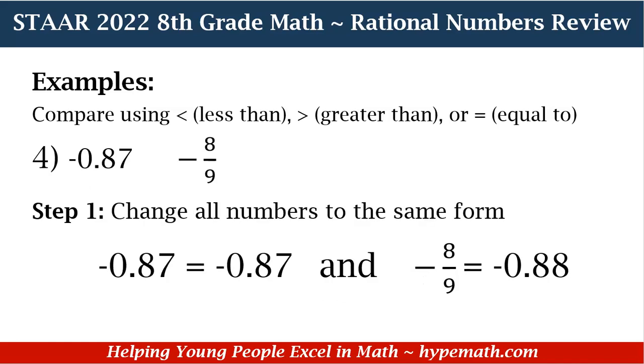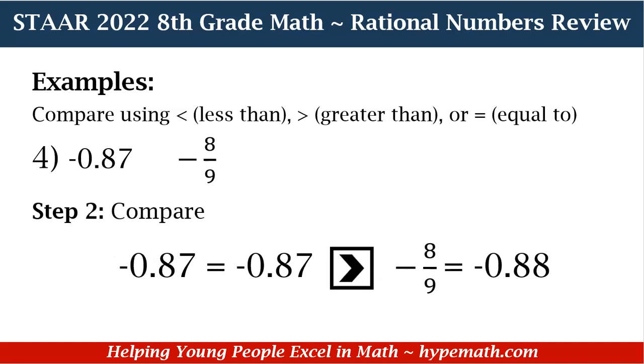Next, for number 4, we have negative 0.87 and negative 8/9. Our step 1, we are going to change all the numbers to the same form. Because we're going to use the decimal, we have negative 0.87, and to convert negative 8/9 to a decimal, we have negative 88/100 or negative 0.88. When we compare these, the negative 0.87 is greater than negative 0.88.